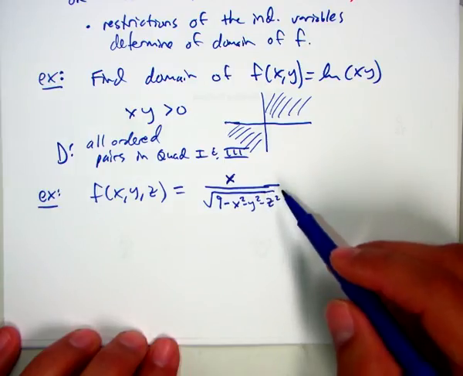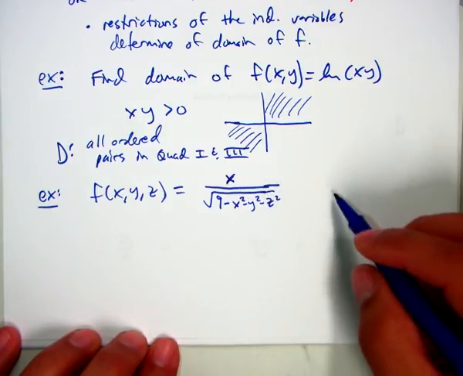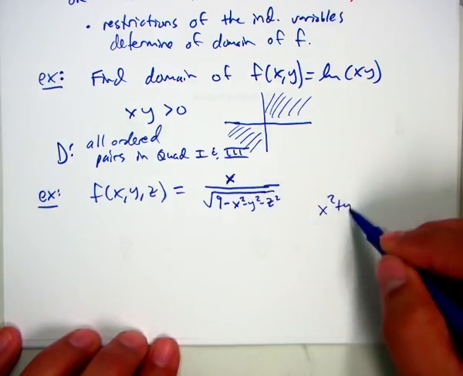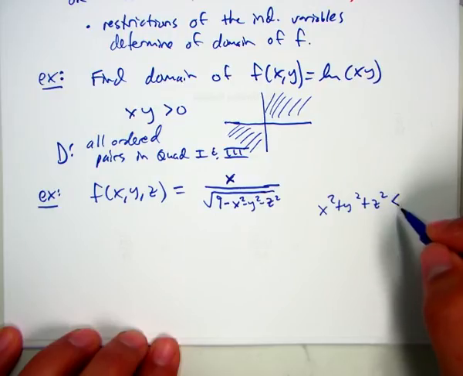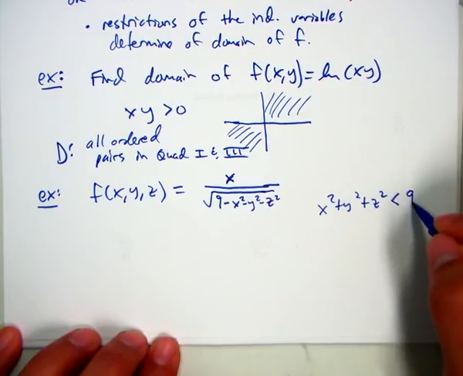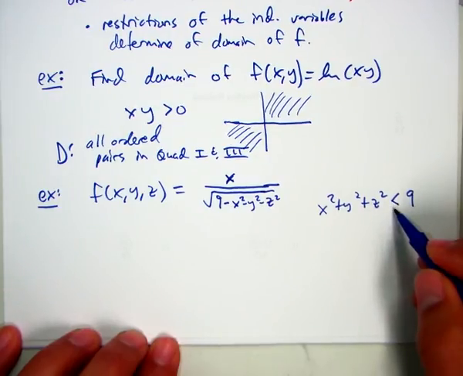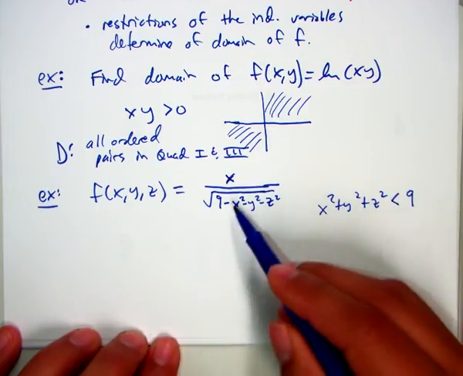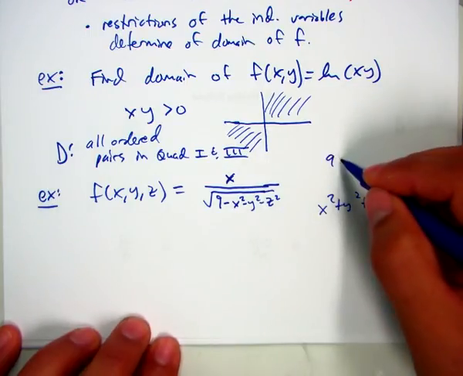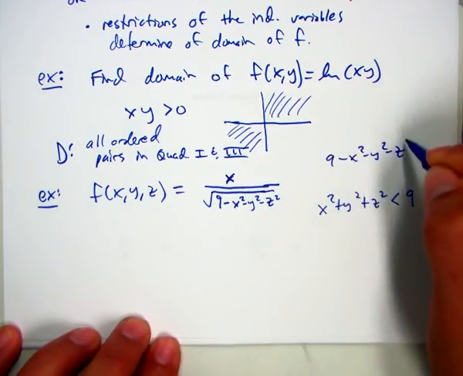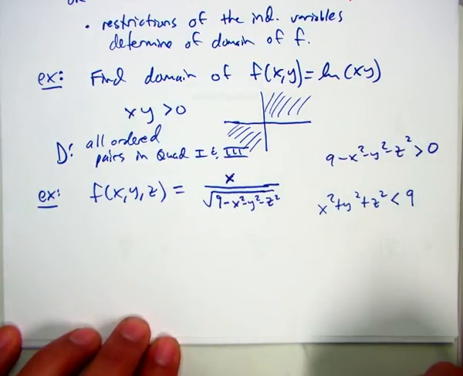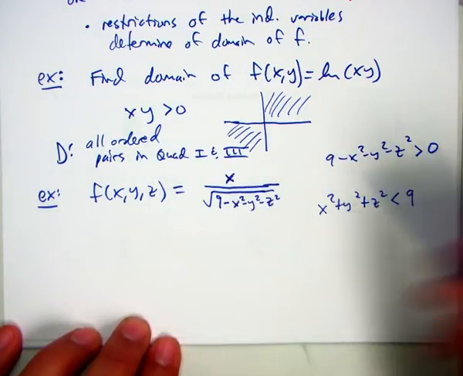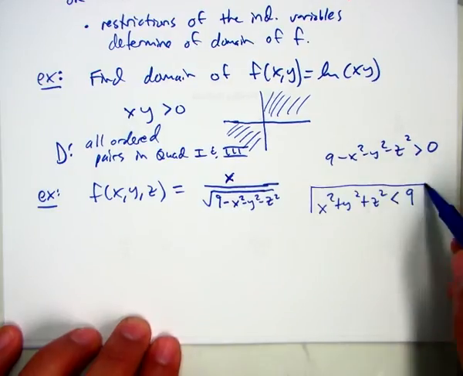x squared plus y squared plus z squared is less than or equal to 9. You said less than? Yeah. If it's equal to, that gives us 0, right? Because I'm assuming you started with this. And technically we want that to be not equal to 0 because we can't divide by 0, right? Okay, so that's good. But so this would be the domain.